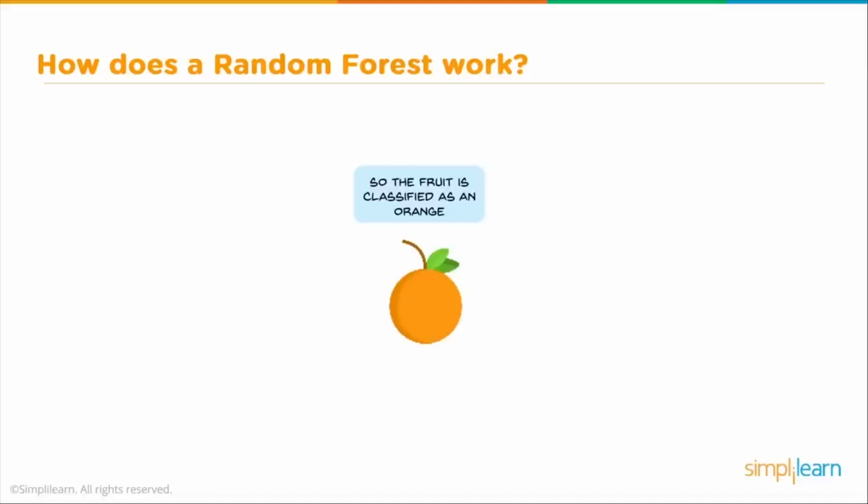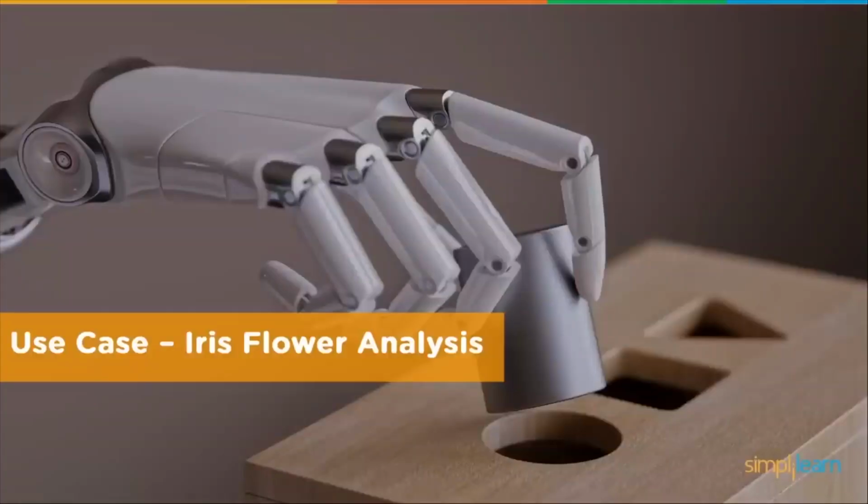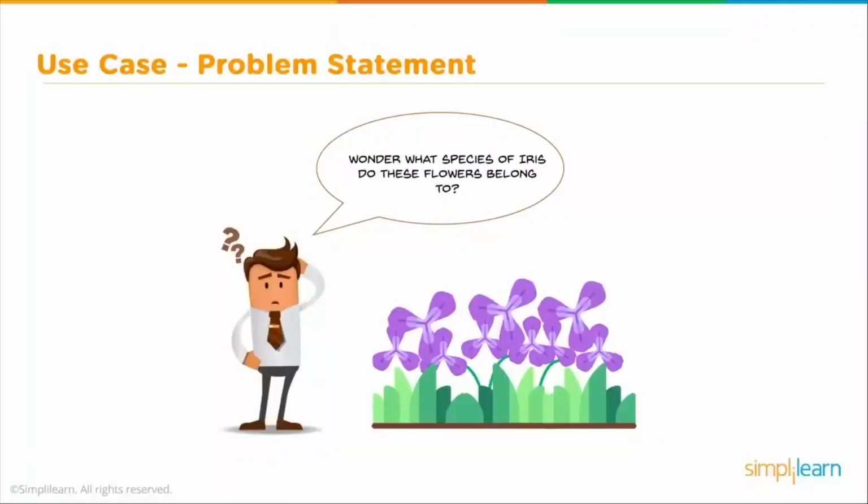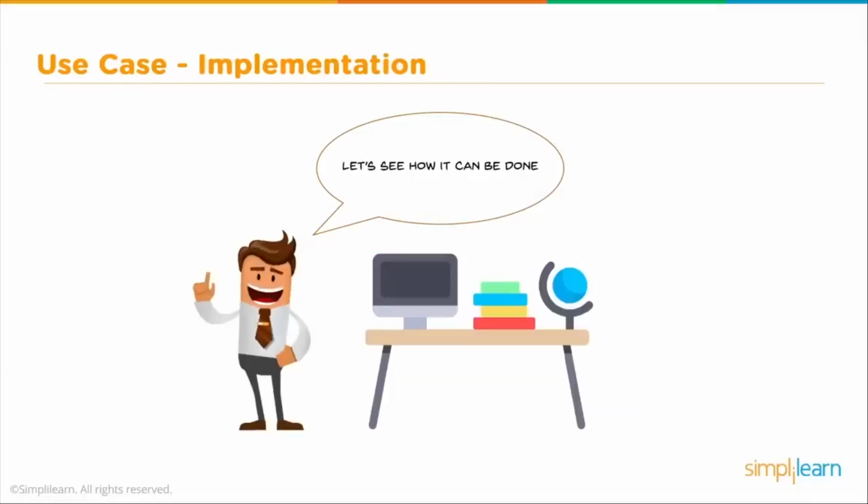So let's switch, and I did promise you we'd start looking at a case example and get into some Python coding. Today we're going to use the case, the iris flower analysis. Ooh, this is the exciting part as we roll up our sleeves and actually look at some Python coding. Before we start the Python coding, we need to go ahead and create a problem statement. Wonder what species of iris do these flowers belong to? Let's try to predict the species of the flowers using machine learning in Python. Let's see how it can be done.